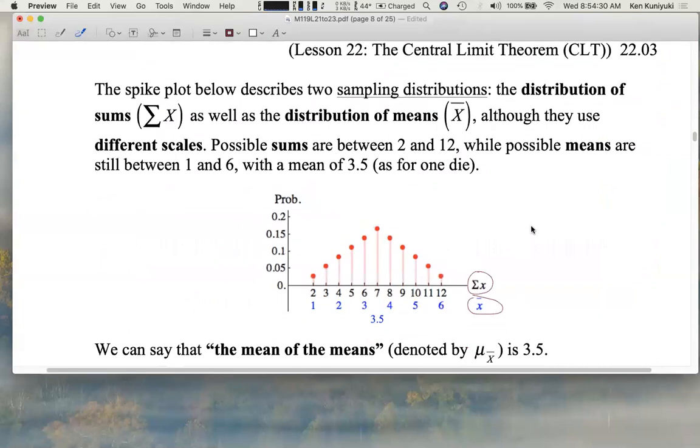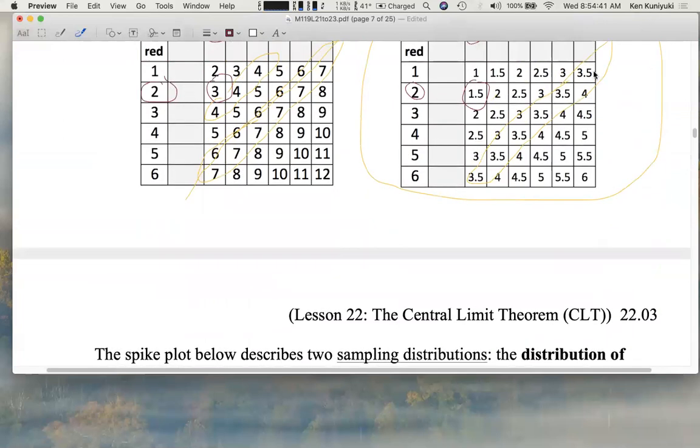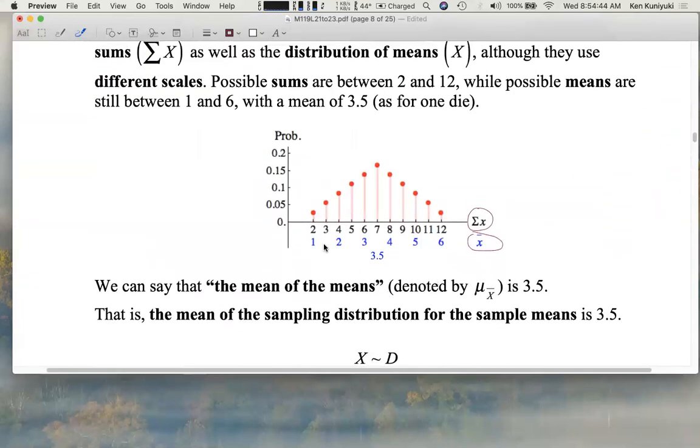So this spike plot as a shape applies also to the x bar distribution, but the scale is going not from 2 to 12, but from 1 to 6. The most likely average is 3.5. Again, for a triangular distribution, that central value, the mean of this x bar distribution, 3.5, is also the most likely value for the mean. That's not always the case, but for a triangular distribution like this, the 3.5 here, the mean of the means, the expected value of the sample mean distribution, will in fact be the central value and the most likely value.